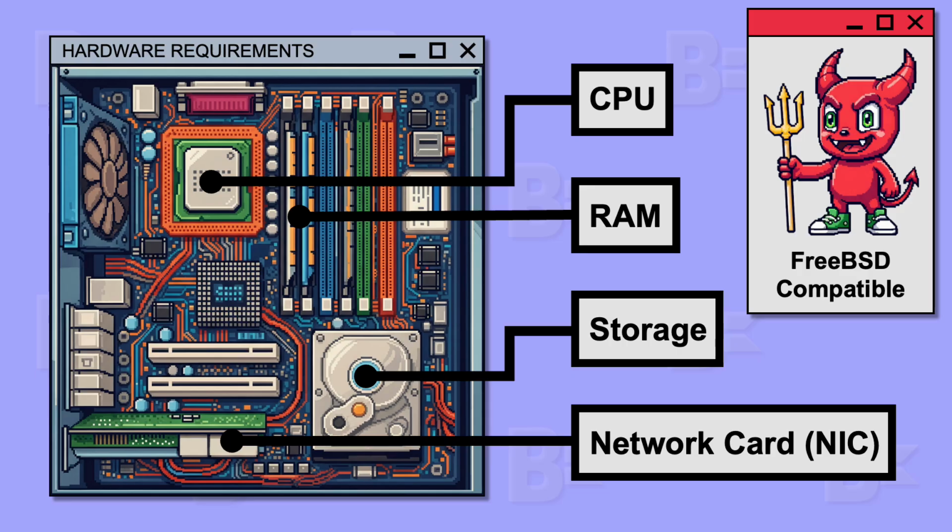Third, make sure that all network cards support your desired speeds. For example, do not use a 100 megabit card if you have a 1 gigabit internet connection.